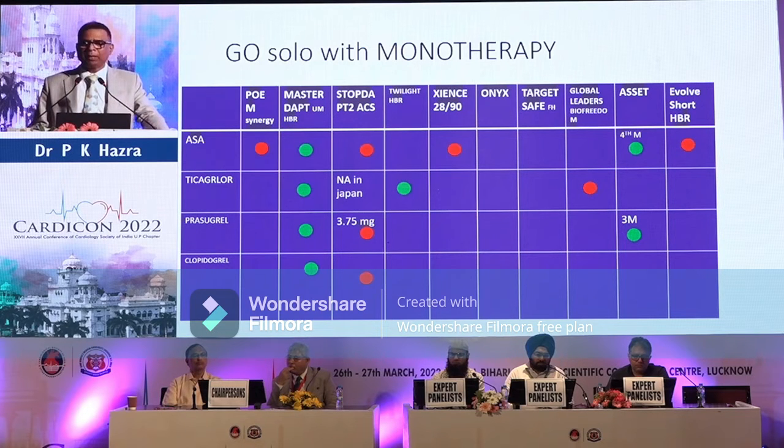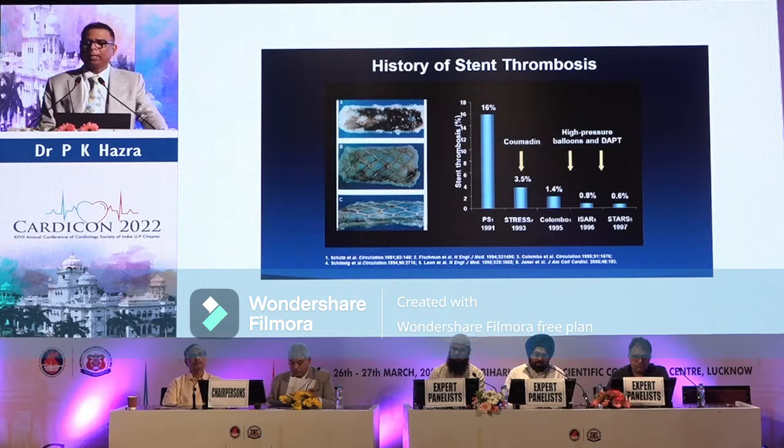In Japan, they have not had ticagrelor in the last 20 years. They use a small dose of prasugrel. But in India, we can use either of them. You can go solo at 3 months, you can go solo at 4 months, and there are more data evolving for no therapy, like zero DAPT after 1 month.